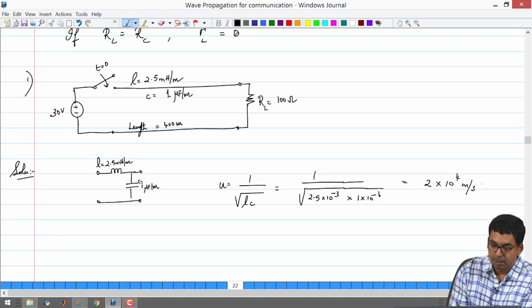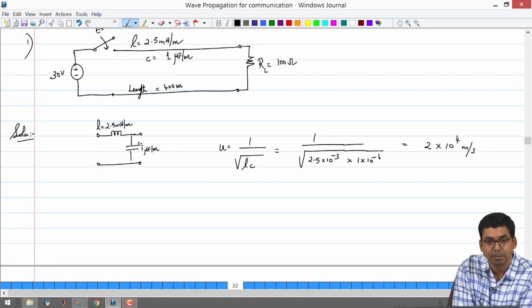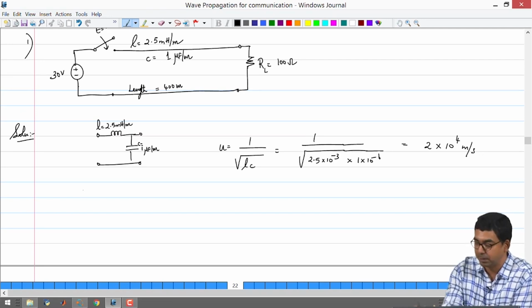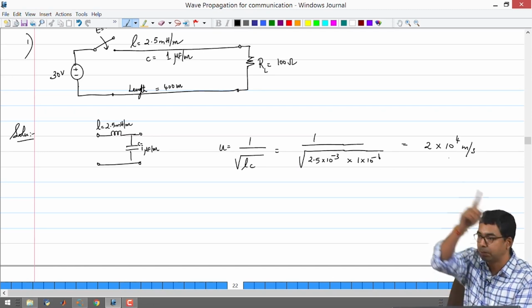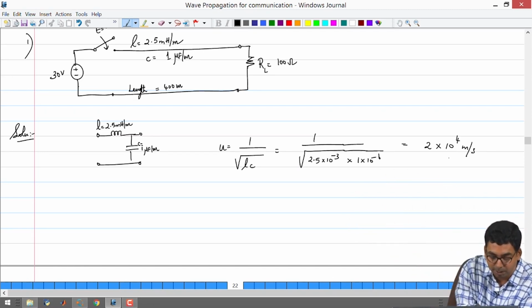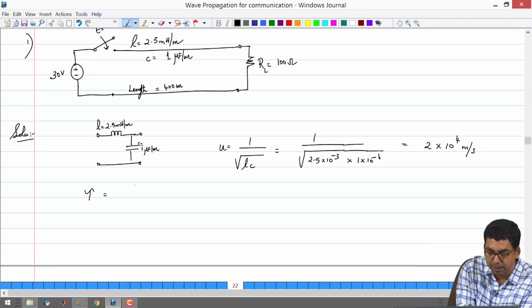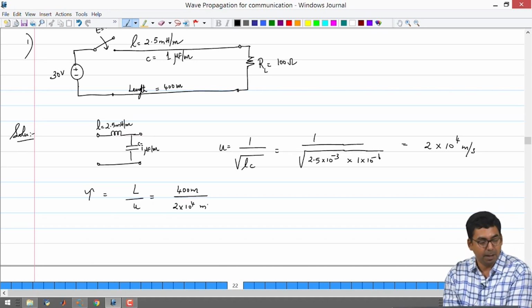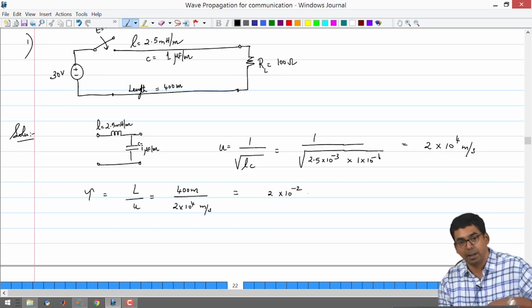The next thing that we can calculate from this transmission line, from whatever we have learned, is the transit time. It's going to take a finite time because the velocity is 2 times 10 to the power 4 meters per second. If you launch a signal on the left hand side, what's the time at which it's going to reach the other end of the transmission line? So we can calculate the transit time tau. Transit time tau is going to be L divided by u. L is given as 400 meters, and this is 2 times 10 to the power 4 meters per second. That comes to 20 milliseconds.